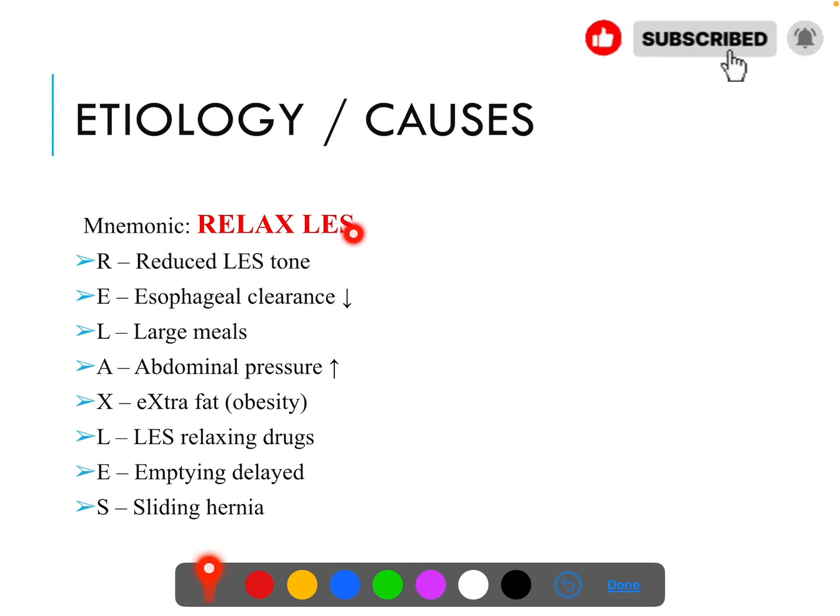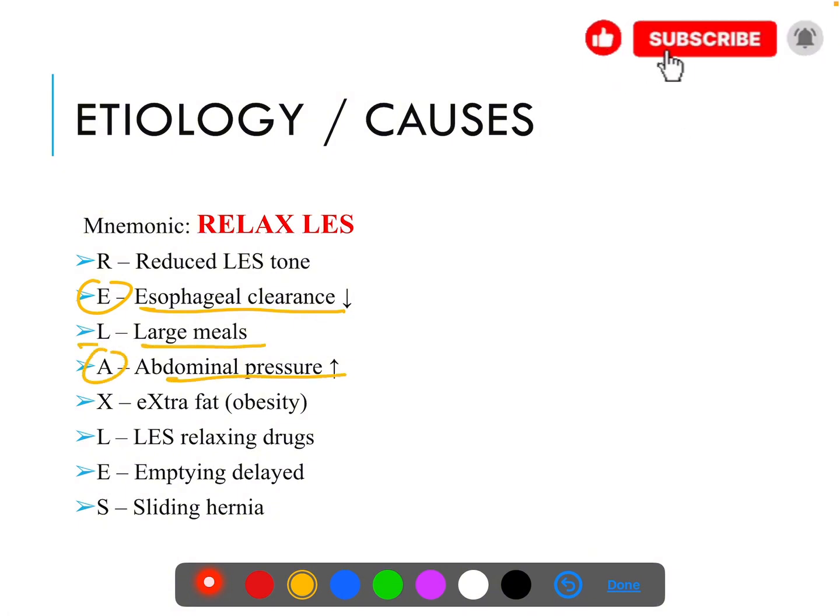With the mnemonic RELAX LES, R for reduced LES tone, E for esophageal clearance, decreased esophageal clearance, L for large meal, A for increased abdominal pressure, X for extra food, that is obesity. In obesity, L for LES relaxation drug, E for emptying delayed, S for sliding hernia.